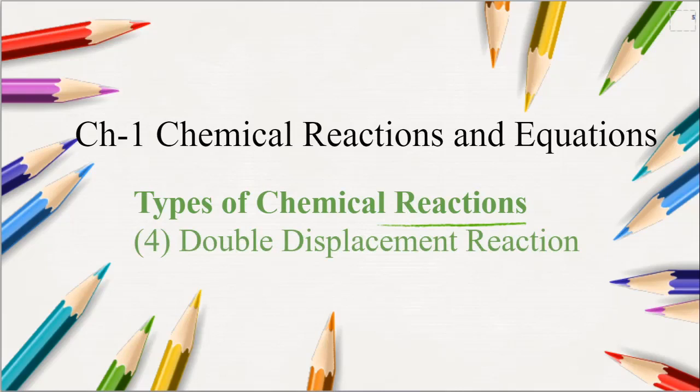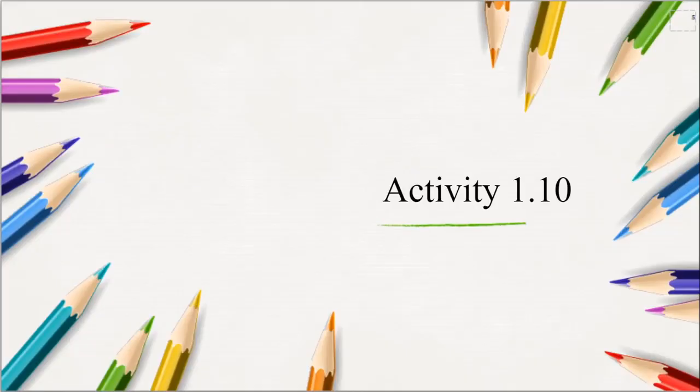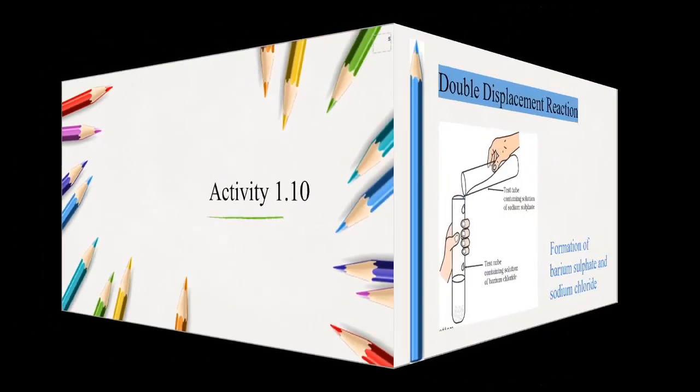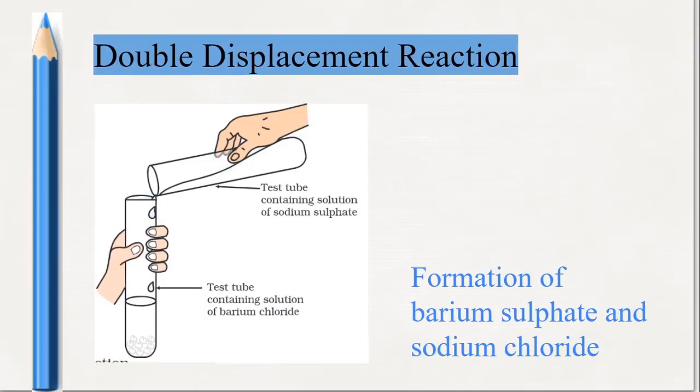So let us start learning double displacement reaction by performing Activity 1.10. Here you can see the figure for Activity 1.10, and it is the formation of barium sulfate and sodium chloride. First of all, what are the things that we need? Test tubes and the sodium sulfate solution. Now let us understand the process of this activity. First of all, take about 3 ml of sodium sulfate solution in a test tube.